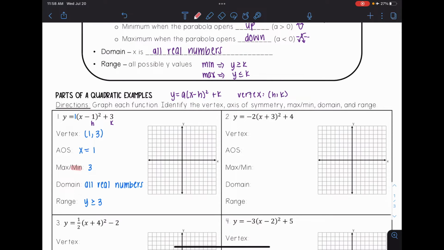Okay, lastly, now I want to go ahead and graph this. When I'm graphing this, I want to first go ahead and graph my vertex. So my vertex here is 1, 3.